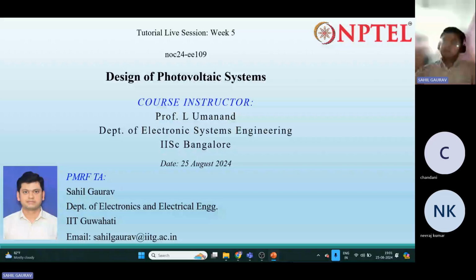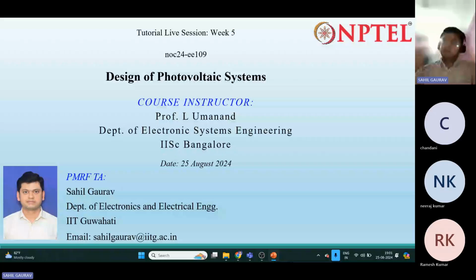Till now we have discussed about the PV cell, and then we have discussed about the series and parallel interconnection of the PV cell. And then we have estimated the energy from the sun. And we have also solved problems based on the incident energy estimation on the earth. And in today's session, we are going to discuss about the sizing of PV and battery. So let us begin the session.